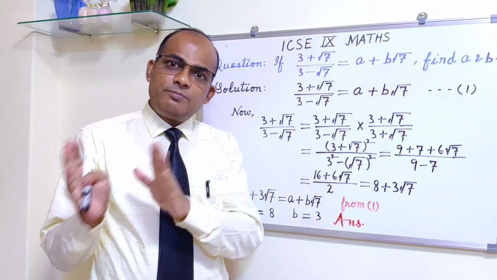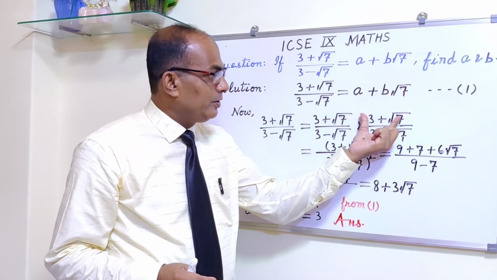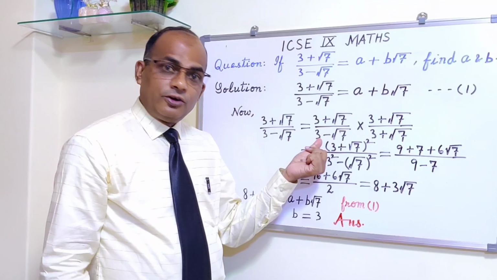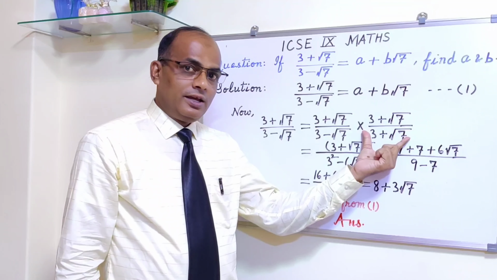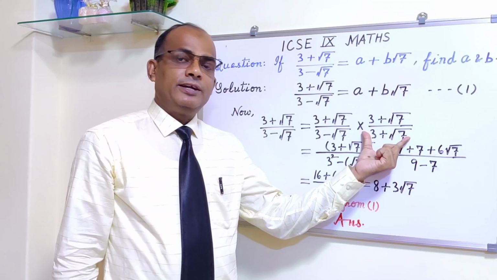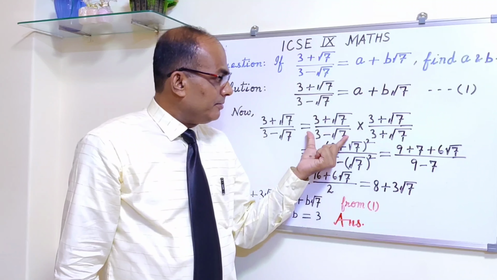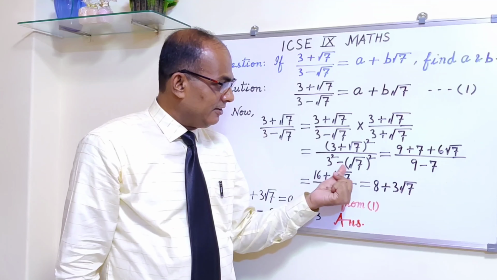A plus B into A plus B is A plus B whole square. Similarly, A plus B into A plus B is A plus B whole square. Down in the denominator you have A minus B and A plus B. Do you remember the formula? A minus B into A plus B is A square minus B square.